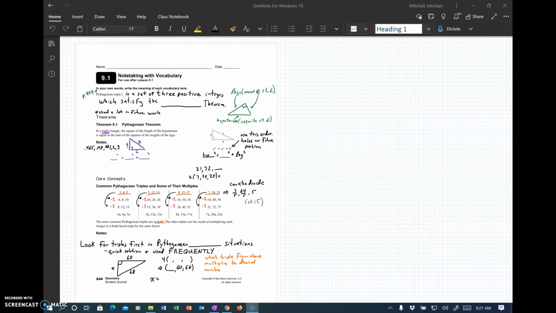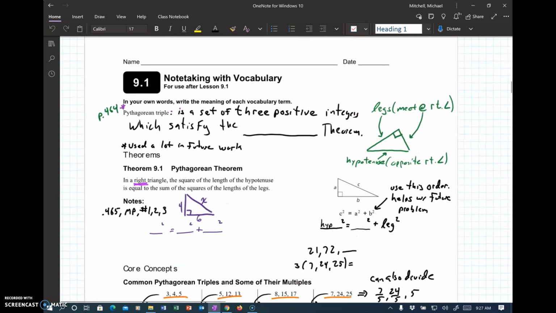Welcome to the much delayed and forgotten about 9.1 Geometry Journal Vocab Notes and Practice. Pythagorean Theorem starts on page 244 in your journal. Please open up your book to the appropriate page, 464. Try to follow along in some of these, and let's get rumbling. I will tell you I have my book open to 464.